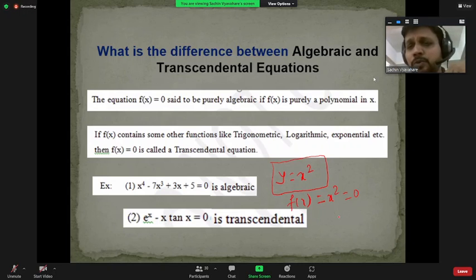How do we get the roots graphically? If we plot this curve y equal to x square, or f(x) equal to x square, the intersection of the curve with the x-axis gives us the root. So one way to get the root of this equation is to plot this curve and see the intersection of the curve with the x-axis. That point gives us the root.